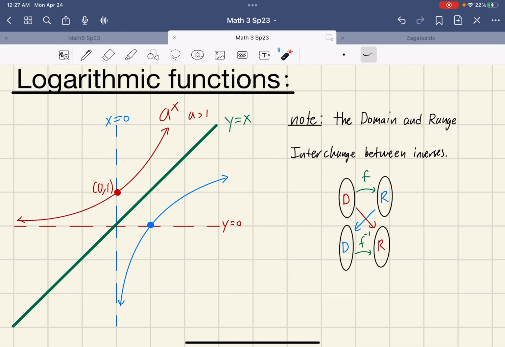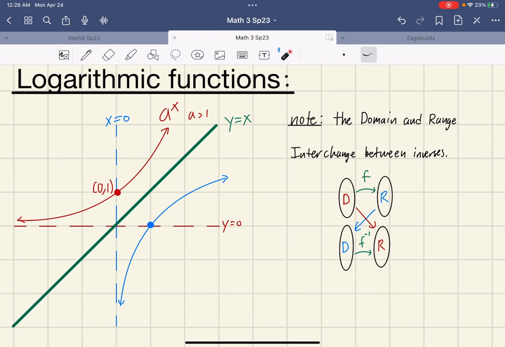Now, even though we're just looking at the horizontal becoming a vertical, what's really happening is we're taking the domain of the exponential and it's becoming the range of the logarithm. And the range of the exponential is becoming the domain of the logarithm, because we said during class that when you're dealing with inverses, the domain and range interchange between each other.